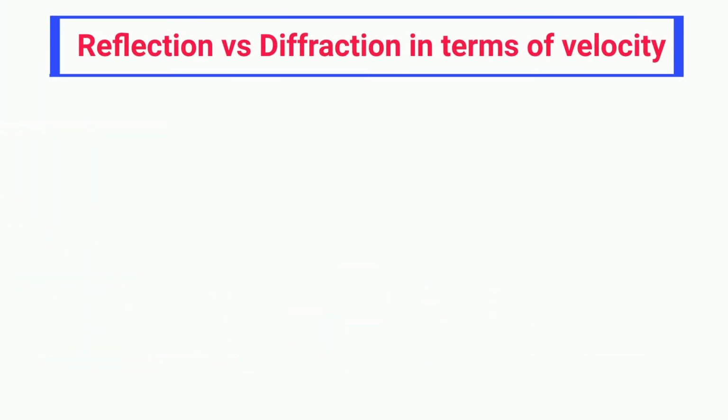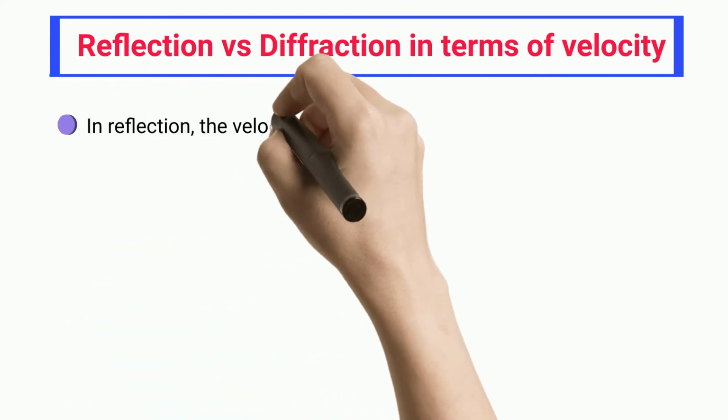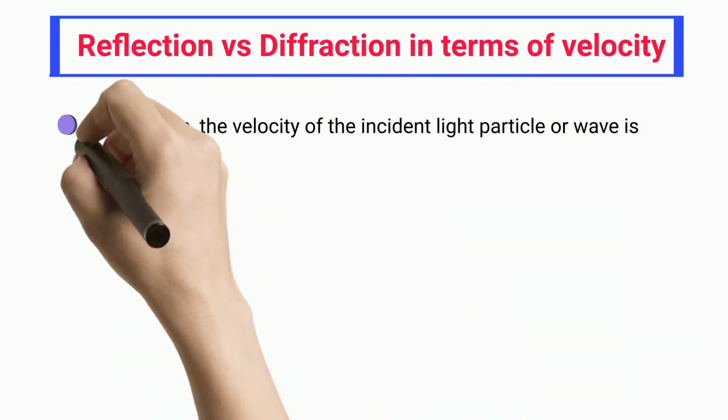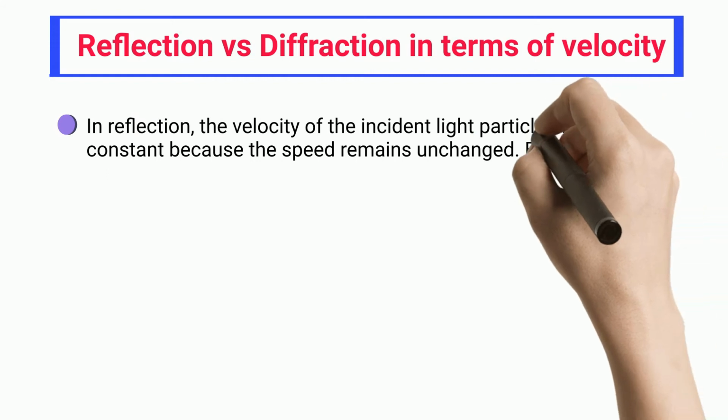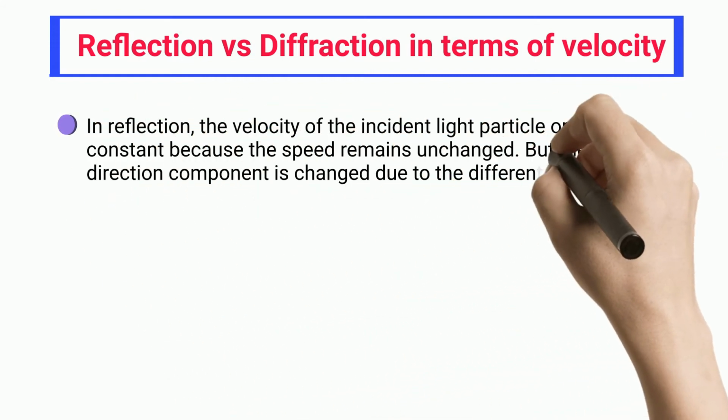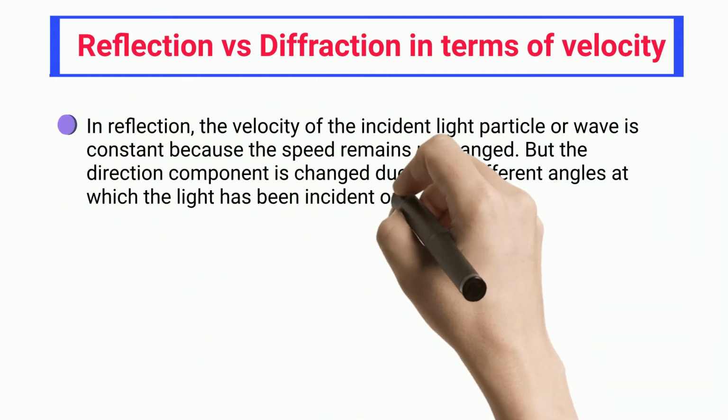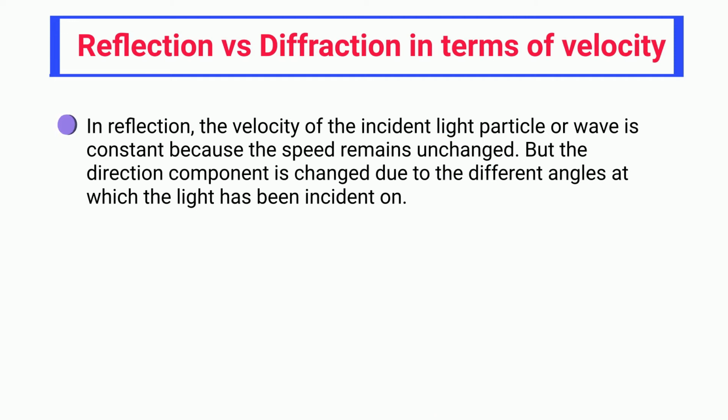Reflection versus diffraction in terms of velocity. In reflection, the velocity of the incident light particle or wave is constant because the speed remains unchanged. But the direction component is changed due to the different angles at which the light has been incident.